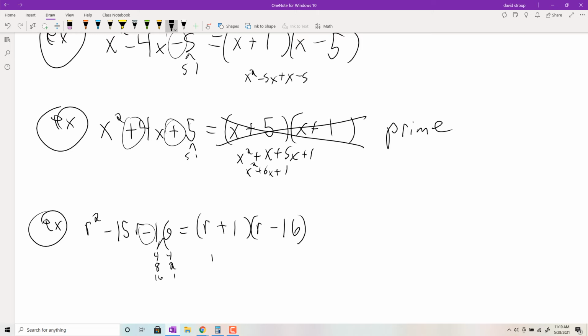And then FOIL it to make sure it works. First, outer, inner, and then last. Okay, and it works.